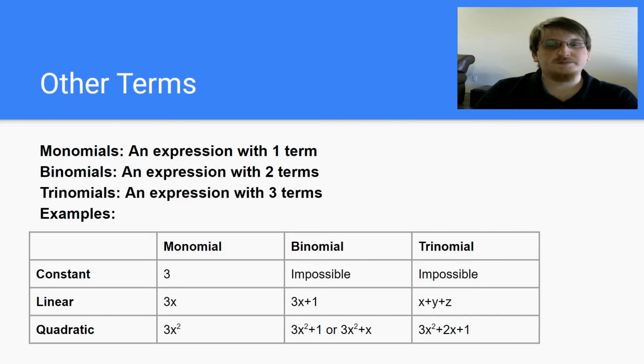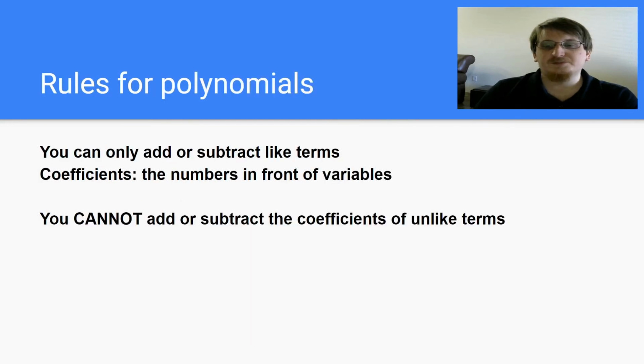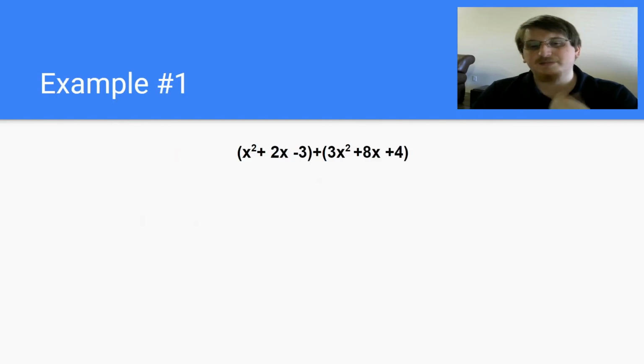Let's get started with some important rules for adding and subtracting polynomials. When you add and subtract, you need to understand like terms. So, x squared and 2x squared are both like terms, so we can add them and subtract them. X squared and 2x are not like terms. Let's go through some examples so you can better understand.